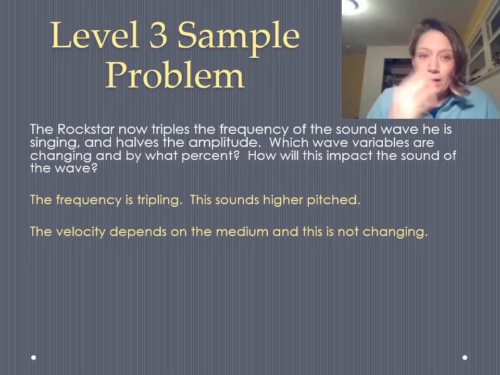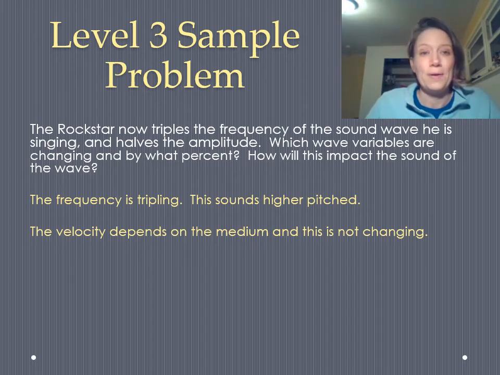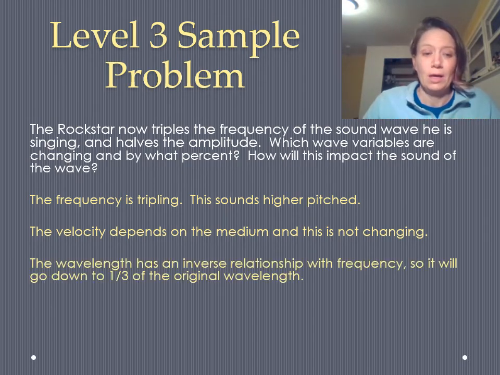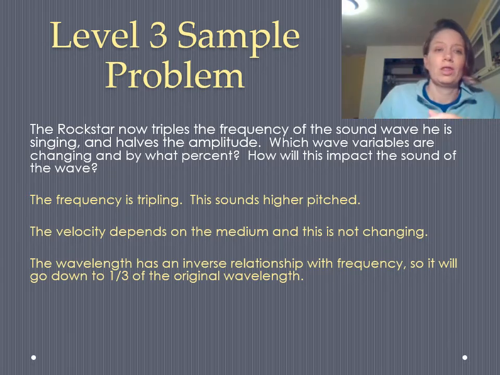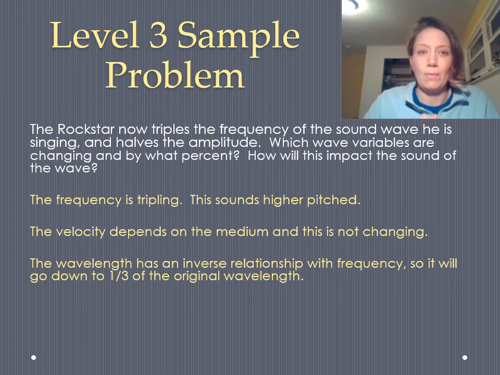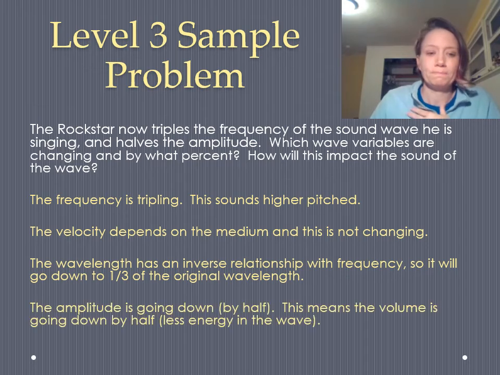The velocity of the wave actually doesn't change because velocity depends on the medium. Since this rock star is presumably still singing in air, the speed of the wave, no matter what its frequency is, is basically going to be the same. And our ears couldn't detect it even if it did change. The wavelength of the sound has an inverse relationship with frequency, as we just figured out a minute ago. So when the frequency goes up by triple, the wavelength actually goes down, and the wave becomes smaller. It becomes 1/3 of what it was originally.